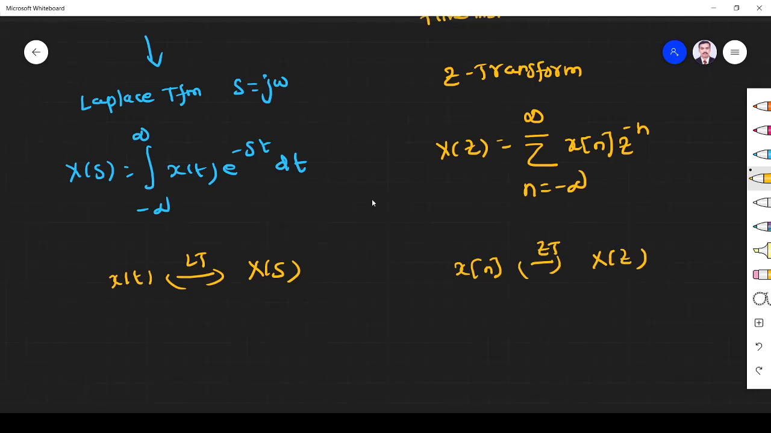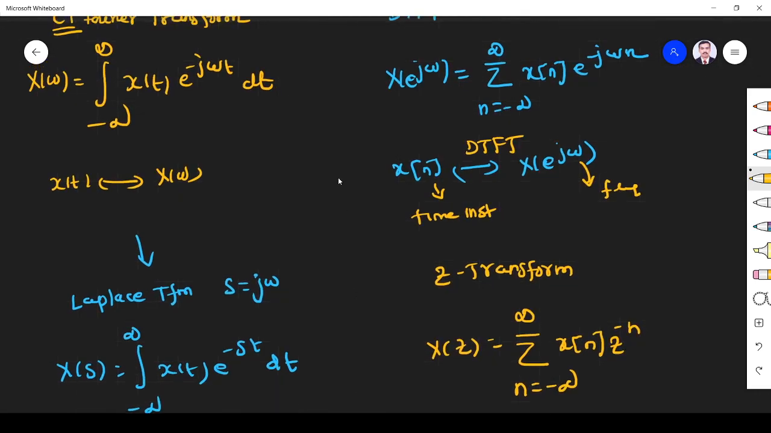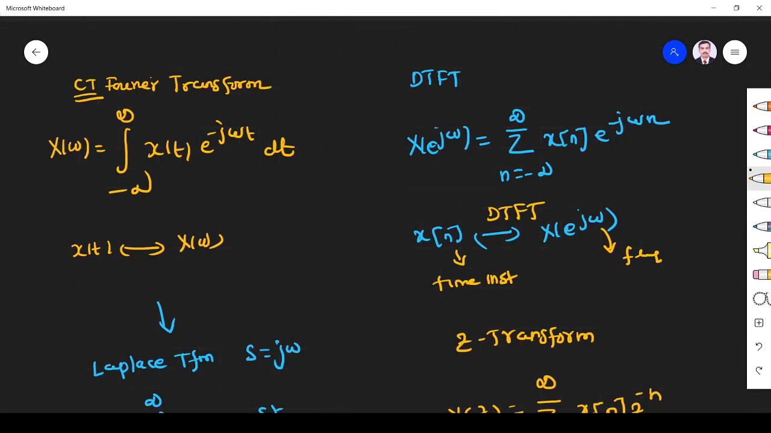Both have forward and reverse characteristics. You see that Fourier transform is used to analyze an aperiodic signal. It will find the frequency of a continuous time aperiodic signal. DTFT is used to find the frequency components of a discrete time aperiodic signal.